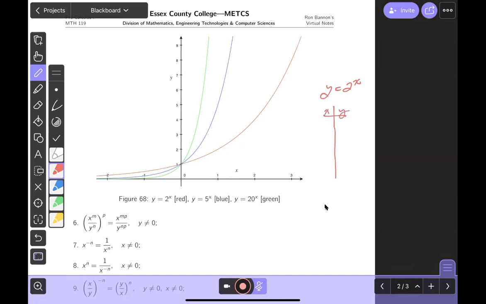What's the easiest point to plot? Probably 0. And if you plot 0, what do you get? Well, you get 2 to the 0, and 2 to the 0 is going to be 1. I'll plot that point. Let me plot another point. I would say 1's an easy number. Now, if you plot 1, what do you get? Well, 2 to the 1 is 2. So what do I get over there? I get this point right here.